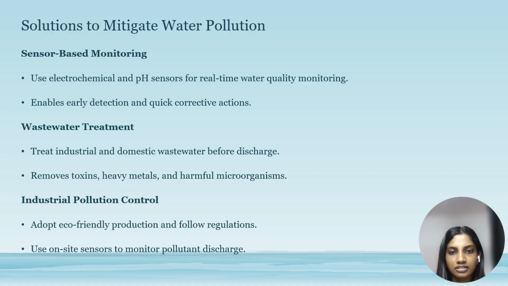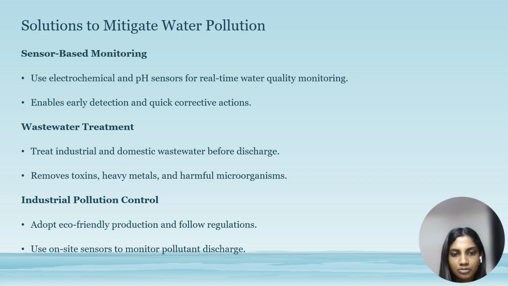Finally, let's look at some solutions to mitigate water pollution. First thing is sensor-based monitoring. Using electrochemical and pH sensor, we can monitor water quality in real time. So, this allows for early detection of pollutants and quick corrective action. Second is wastewater treatment. Treating industrial and domestic wastewater before discharge helps remove toxins, heavy metals, and harmful microorganisms, and prevents them from entering natural water sources.